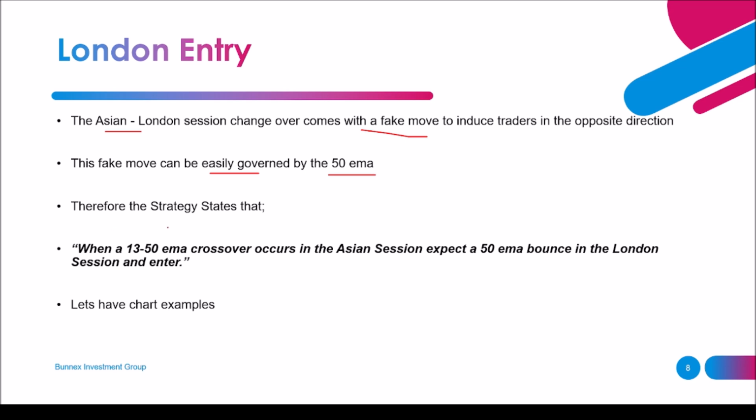Therefore, the strategy states that when a 13/50 EMA crossover occurs in the Asian session, expect a 50 EMA bounce in the London session and enter. I'll repeat that again. When a 13/50 EMA crossover occurs in the Asian session, expect a 50 EMA bounce in the London session and enter. Let's have chart examples.